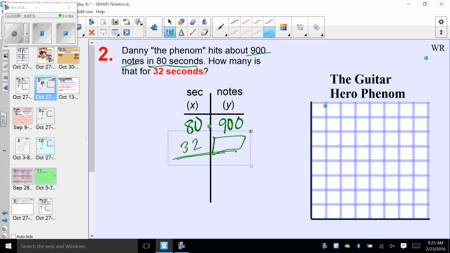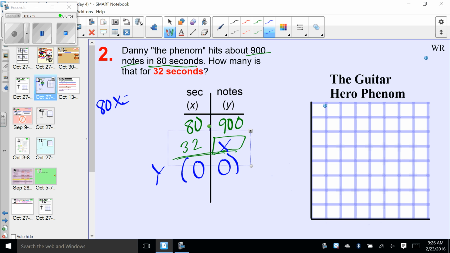So we're going to go ahead and ask about the scenario of 0, 0. Is it true that it's proportionate? Does it go through 0, 0? Is it true that if we haven't started the clock at all, that we haven't hit any notes? Yes, that's true. Definitely true. So we're going to take cross products and solve. So we'd have 80x equals 900 times 32. So we would go ahead and multiply that out, 900 times 32.